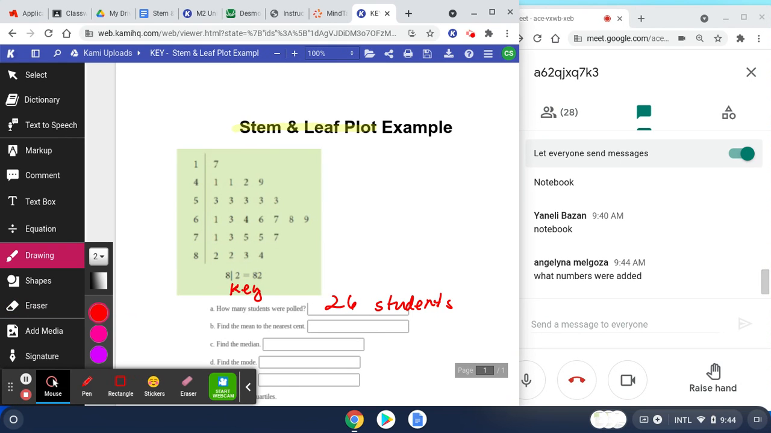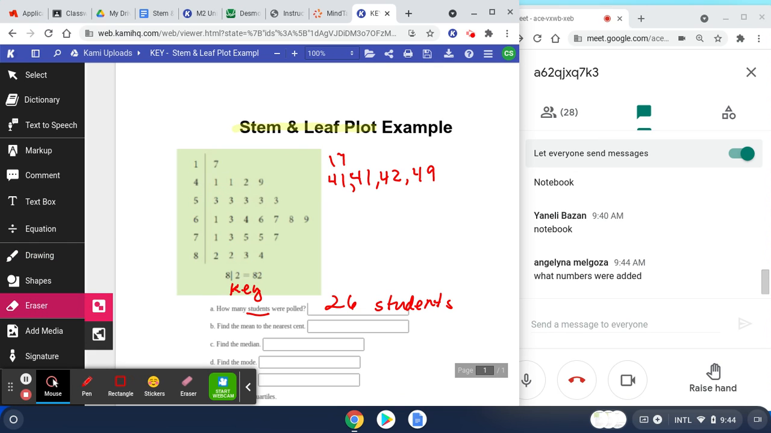Okay, what numbers were added, Angelina? When I'm doing part A, how many students were polled? And all these are pieces of data. Remember that a 1|7 counts as a 17, and a 4|1 counts as a 41, 4|1 again, 42, 49. So each of these right-hand side numbers gets counted.